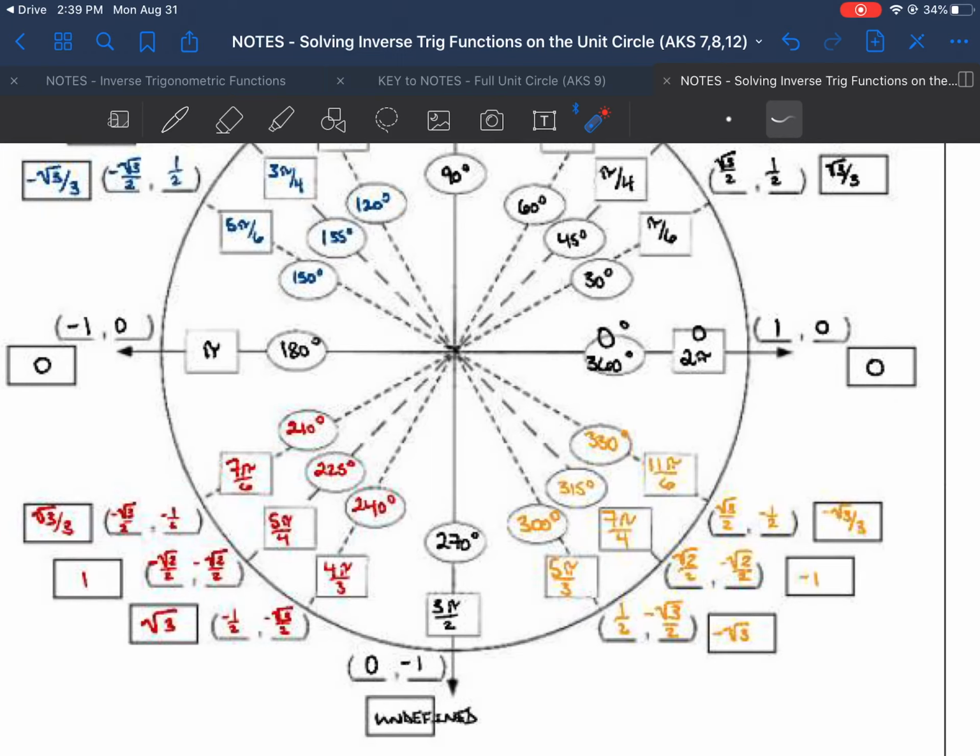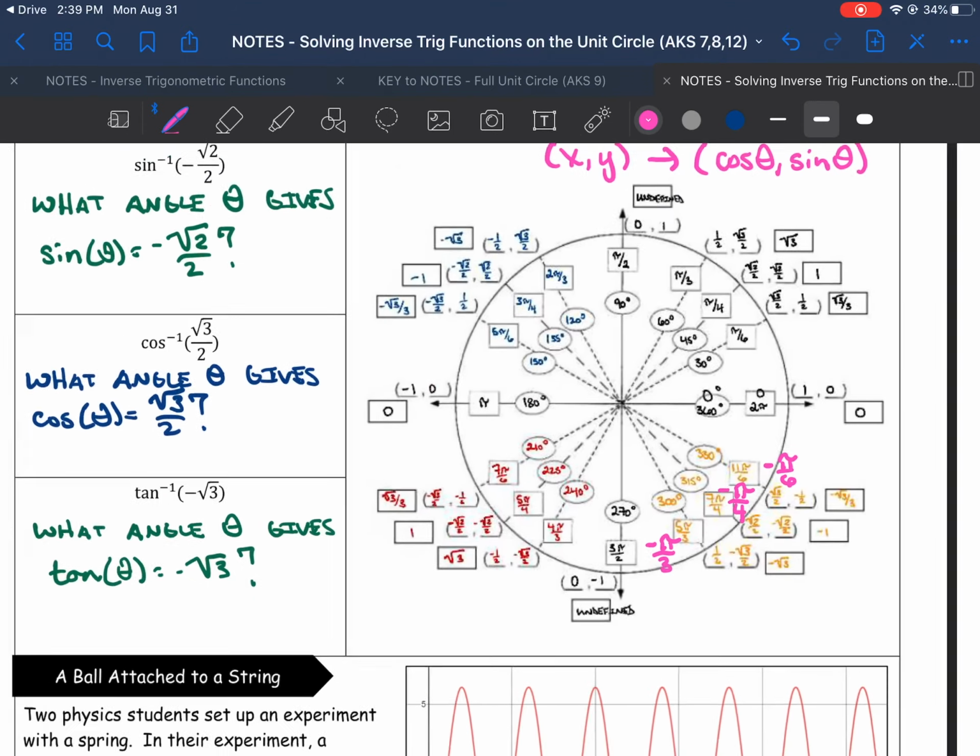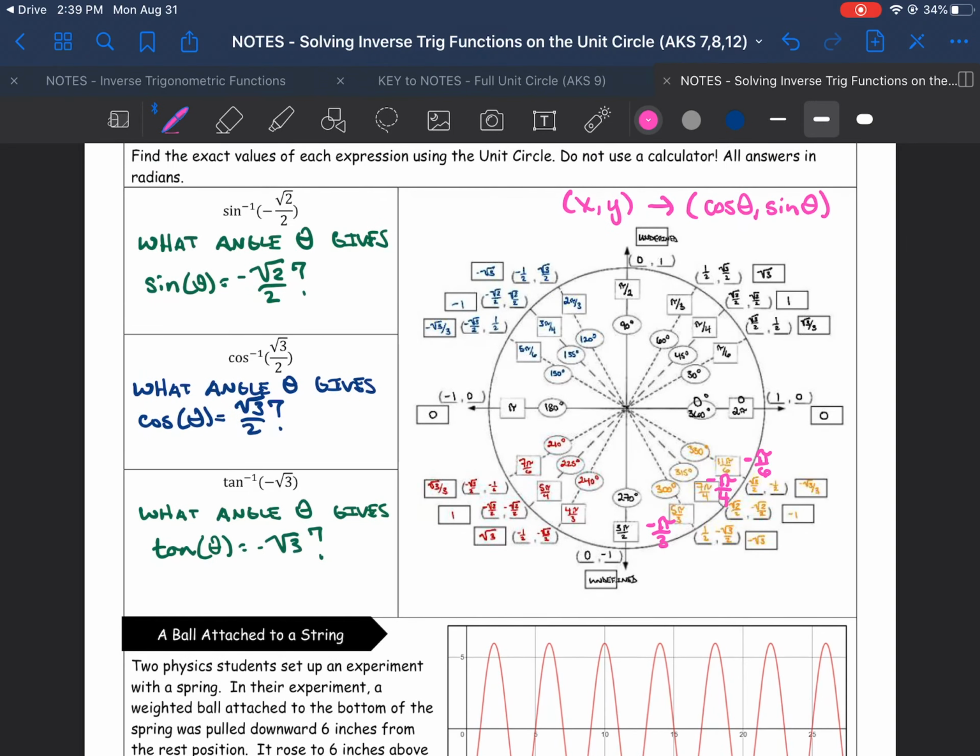Well, if I use coterminal angles and subtract 2 pi from 11 pi over 6, this would give me negative pi over 6. If I had 7 pi over 4, and I subtracted 2 pi, that would be negative pi over 4. And then 5 pi over 3, if I subtracted 2 pi, would be negative pi over 3. Okay? That's going to help us when we work with sine and tangent.